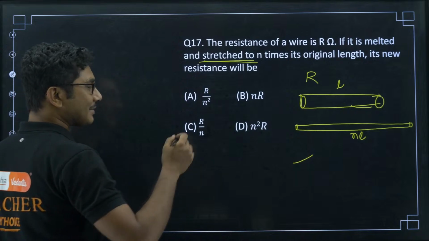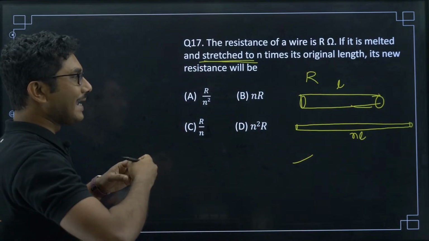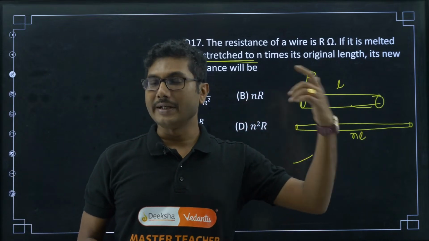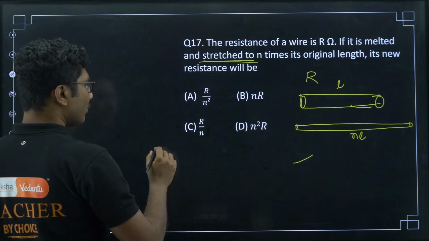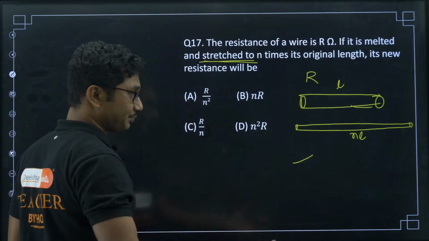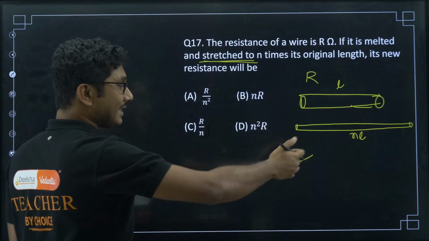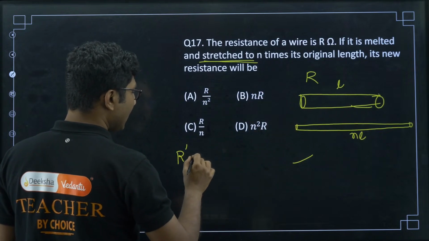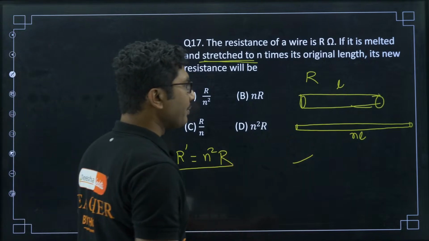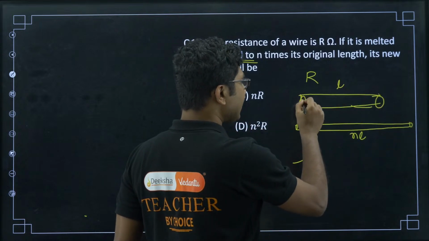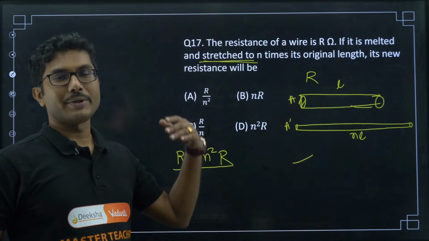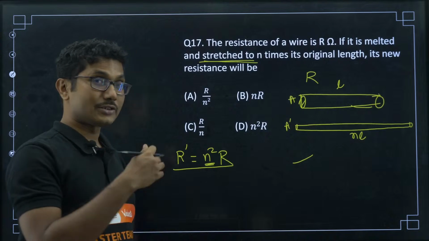So if you stretch the wire by n times, maybe you have doubled it, maybe quadrupled it, maybe made the length 3 times, 4 times, whatever times. When you are increasing the length without changing the total material inside the wire, then definitely the new resistance will be n square times R. You have to remember that. Why is it so? Because when you are stretching it, the cross sectional area is decreasing, so resistance will be increased n square times.